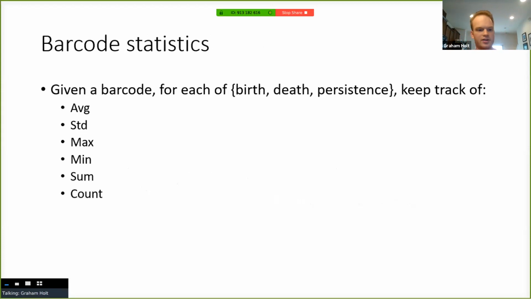And then as far as their additional featurization method, instead of doing this counts and bins method that I showed you before, for some of the barcodes, they instead keep track of the average, standard deviation, max, min, sum, and count of the birth values, death values, and persistence values for these bars. And again, this seems to yield better performance in some cases.